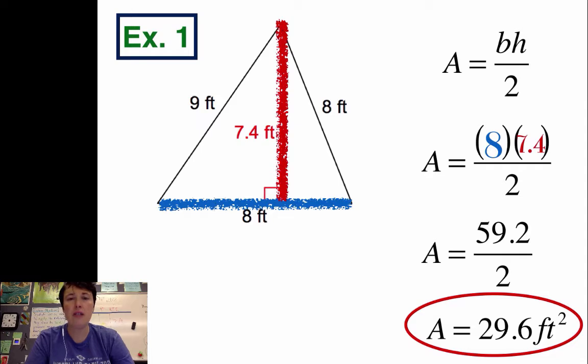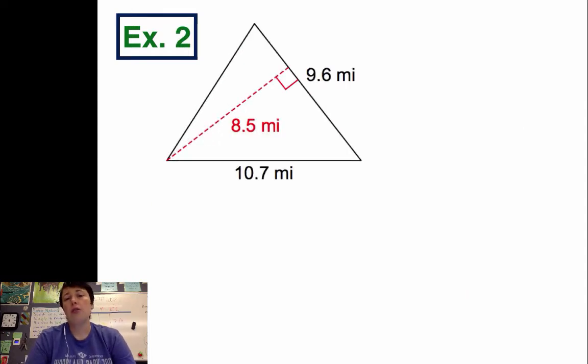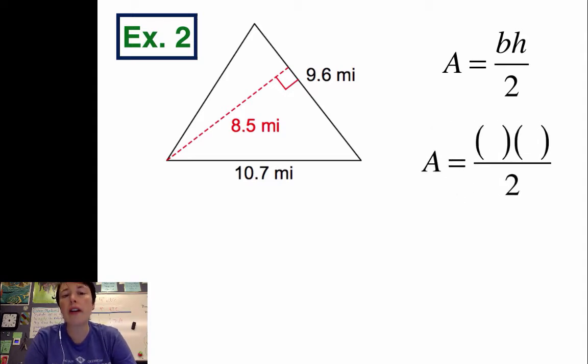Okay, let's look at another one. Let's do another example. The more we do, the better we get at these. So here's a triangle that you might pause your device and sketch. In this triangle, we're measuring in miles, so this is a really big triangle if we were to actually picture it in real life. And we're going to use our formula. Area equals base times height divided by 2.